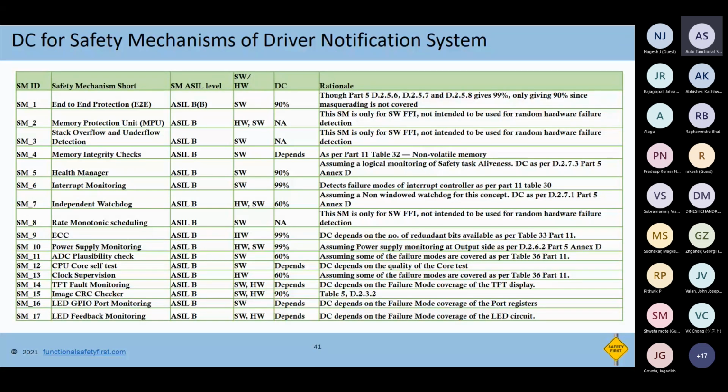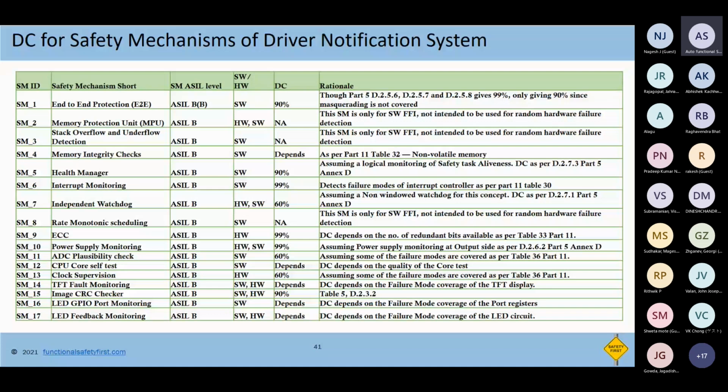Similarly, we can also take the inputs from part 11 of the standard on semiconductors to derive the diagnostic coverage of a safety mechanism. And in some cases, the diagnostic coverage may not be an important aspect, for example, the memory protection unit. This is purely a safety mechanism that is covering for software freedom from interference. This is not for random hardware failures. So in this case, we don't need to think about the diagnostic coverage of this safety mechanism. That's why you would see that there is a not applicable there.